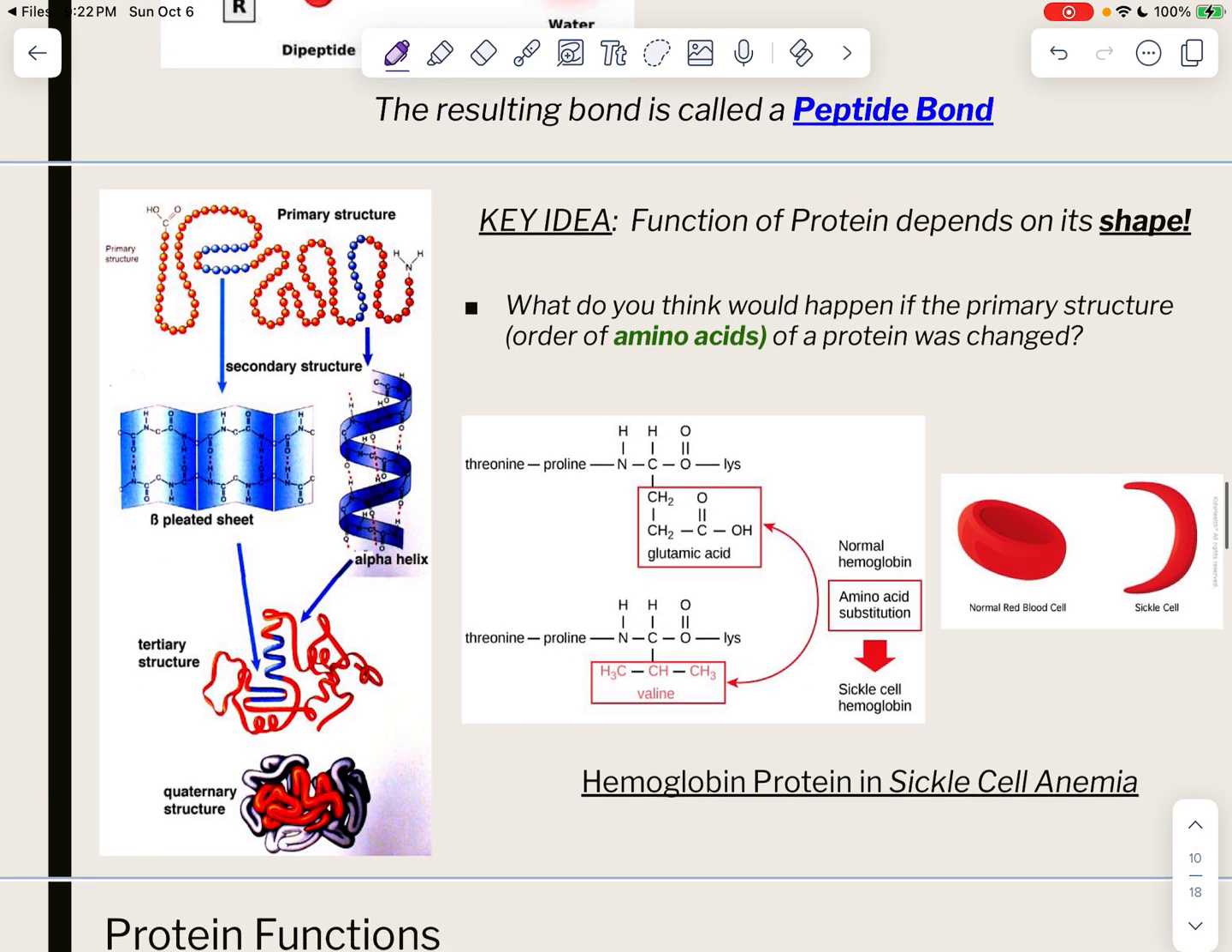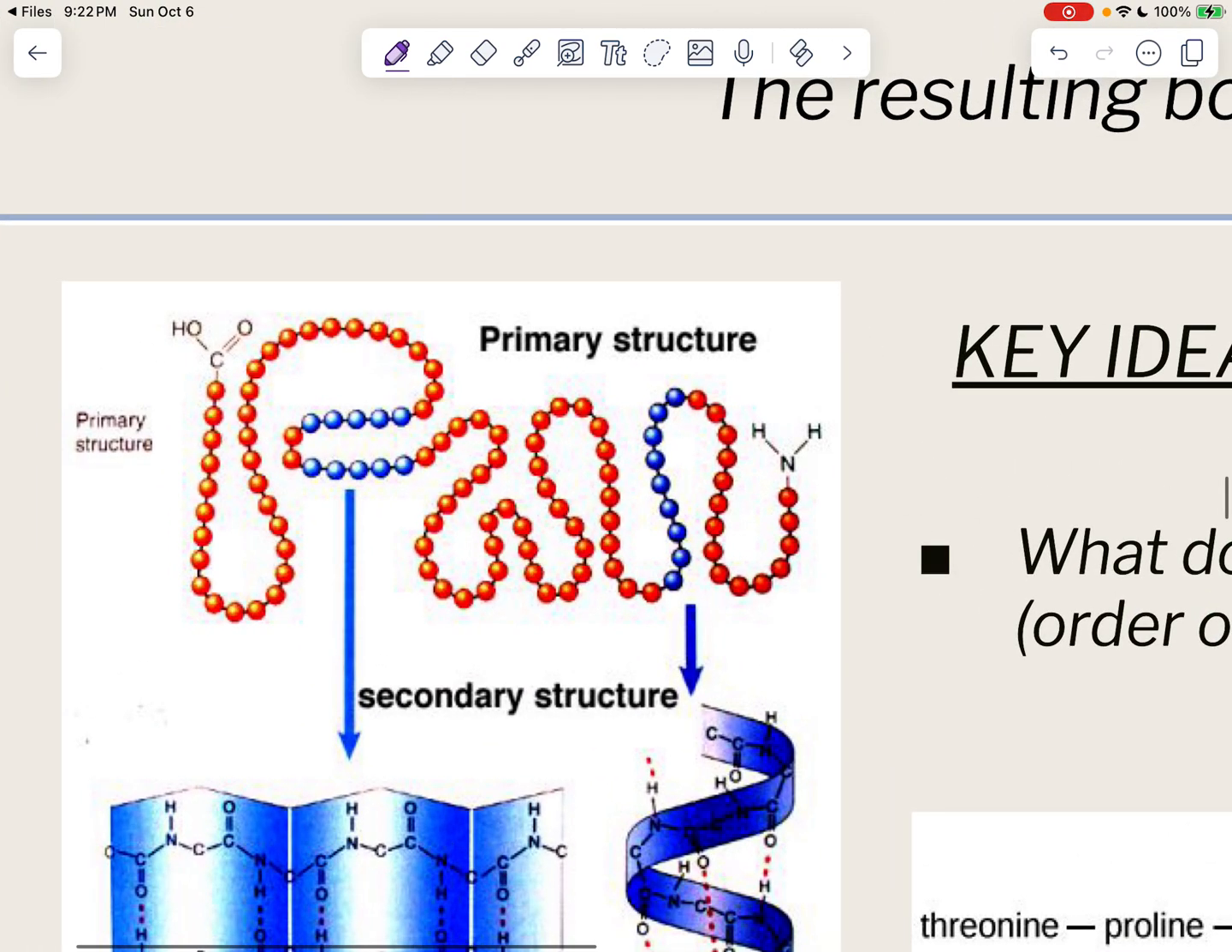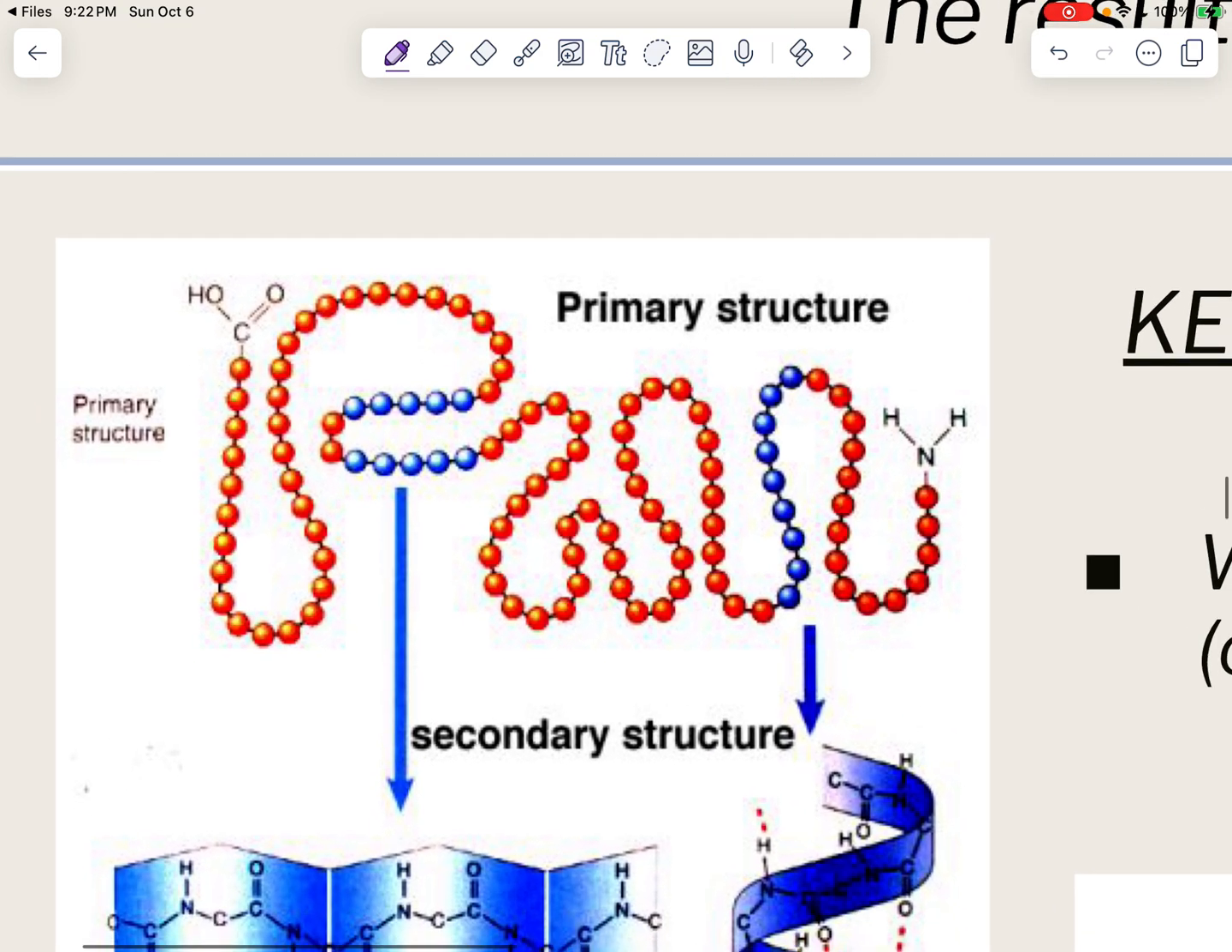Okay, so now there's more to the story here. So the function of the protein depends on its shape. So here is a shape of a protein. It's its most basic shape called primary structure. This is the unique sequence of amino acids in a protein chain. So this is determined by your genetic code, okay? And it dictates how the protein will fold into its higher levels of structure. A single change in the amino acids can affect the protein's function. So we have not talked about mutations yet, but we will.